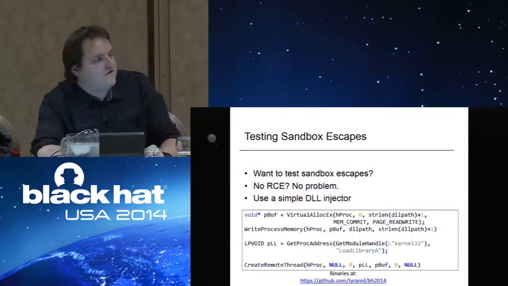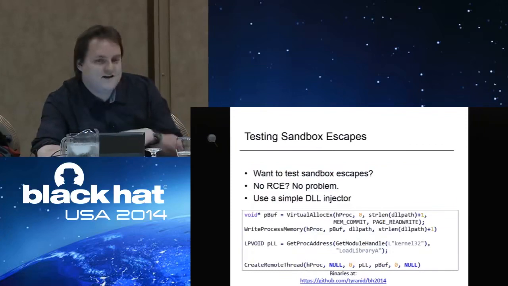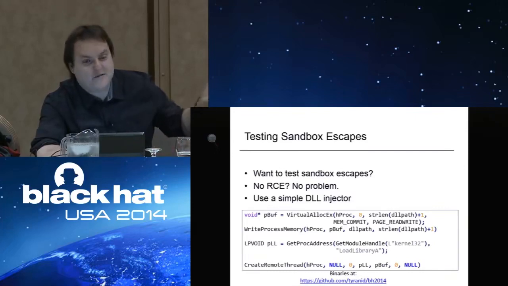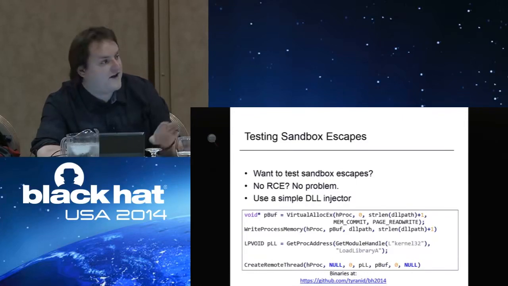Now, when I did this initial research, and arguably the research I'm doing now, I didn't actually have remote code execution in IE. So how am I actually going to test a sandbox escape when I can't get code to run in the process? Well, obviously Windows gives you plenty of opportunity to inject your code into other processes. If you've not seen a simple DLL injector using CreateRemoteThread, I'd be surprised. So that's basically all you have to do.